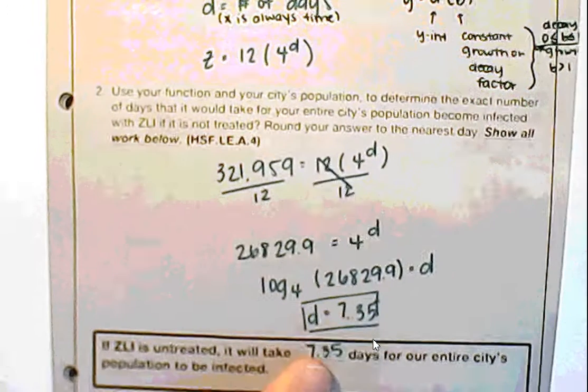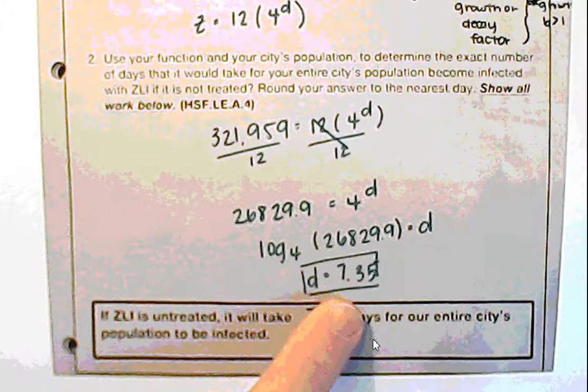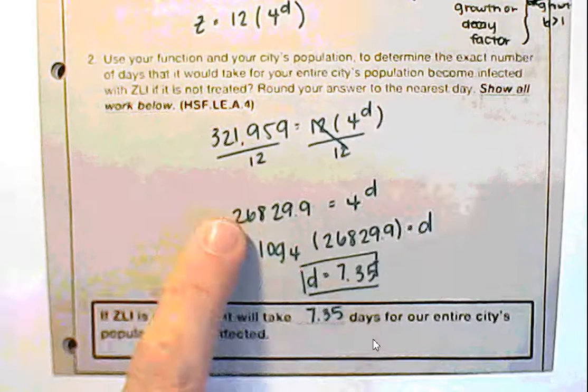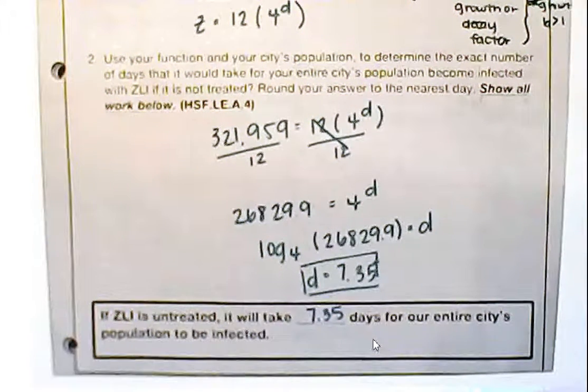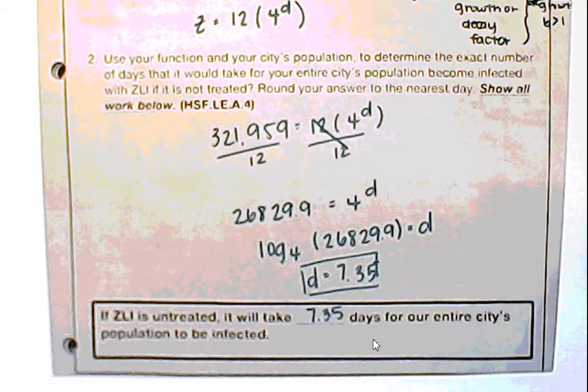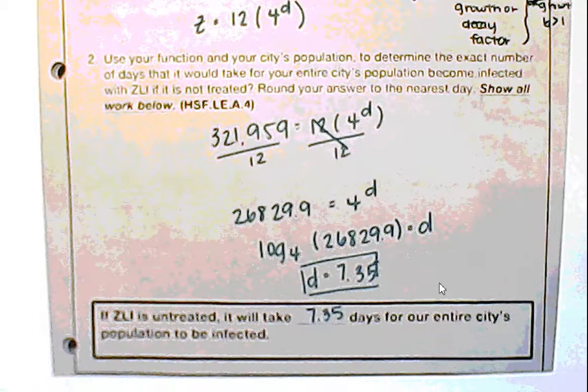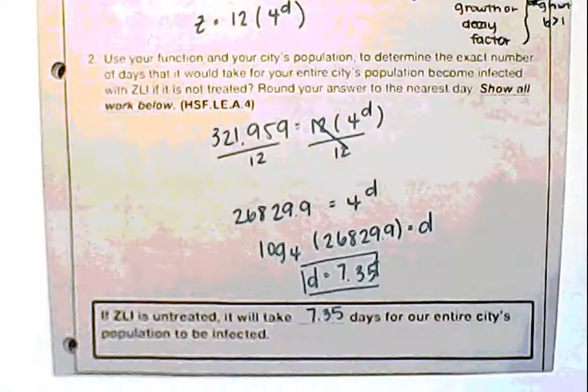All right, so on your problem, you're going to be doing basically the same thing, except you're using the population of New York City, not the population of Lexington, and determining how many days until the entire city of New York would be overrun with the virus if no other measures were taken, if there was no treatment. That's the worst case scenario.